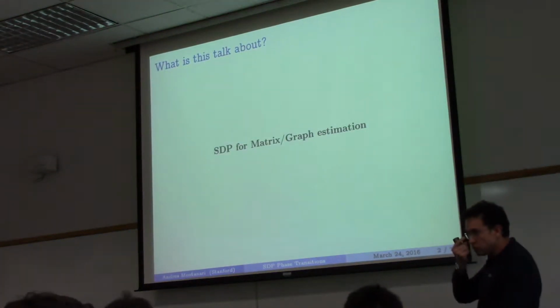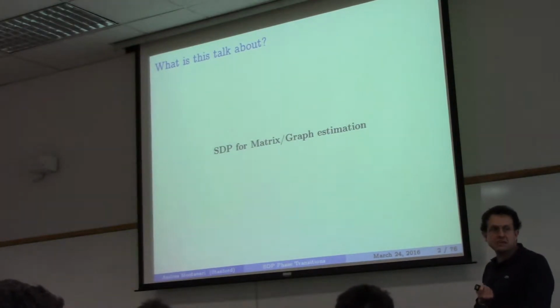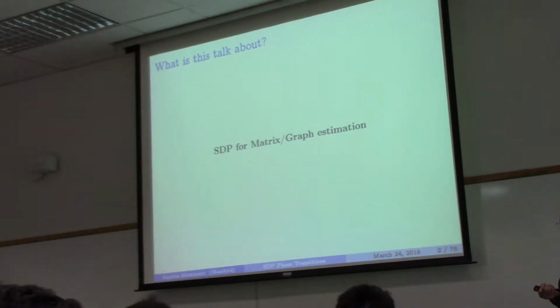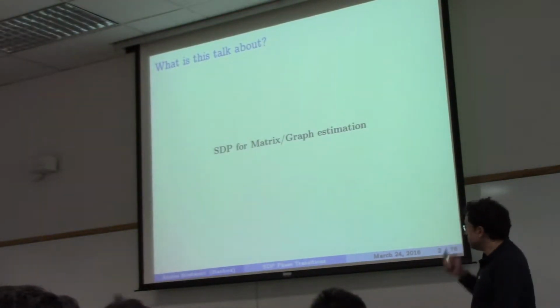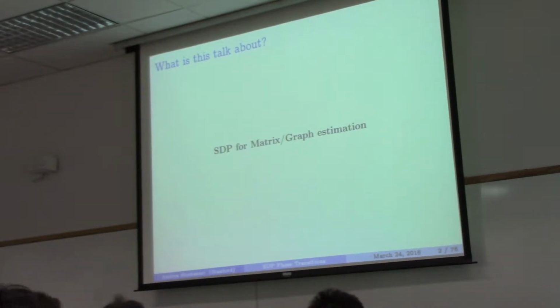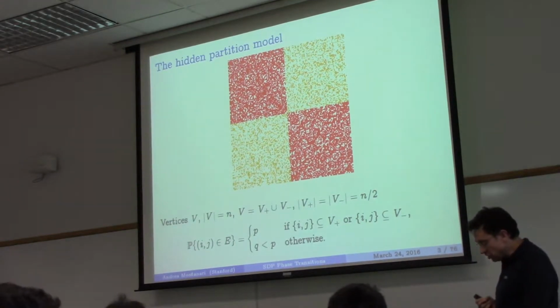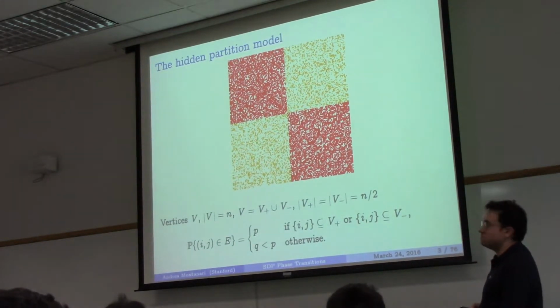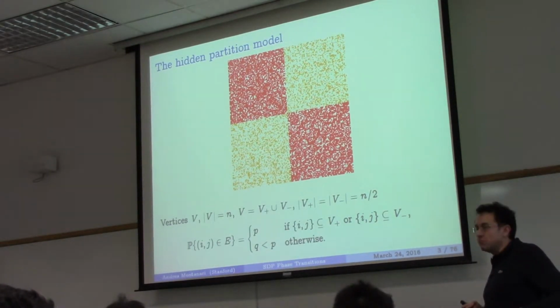Okay. So the talk will be about using semi-definite programming for solving some simple graph estimation problems. Most of what I'll say generalizes pretty much to symmetric matrices, but I think the language of graphs is more convenient. And actually the talk will be all about this extremely simple model. So let's call it the hidden partition model.